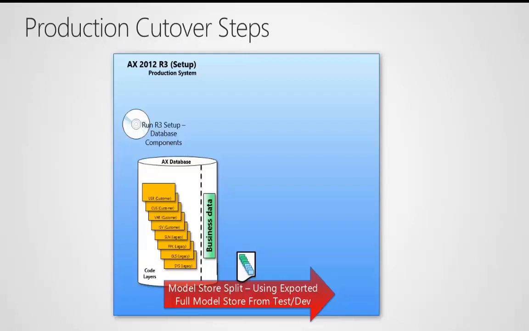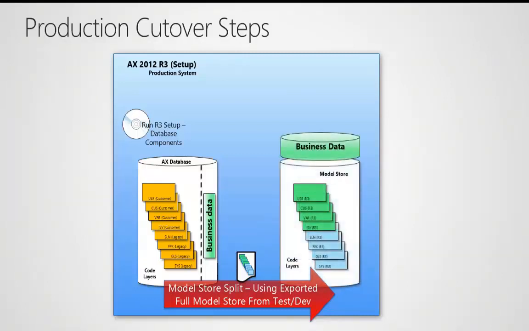During the setup, you get prompted for where you have exported the full model store. So again, the database is split. We have the business data separately, and we also have the new model store, which is containing all the upgraded R3 models. It's worth noting here that the old model store tables still remain in the business data, but these are no longer used.